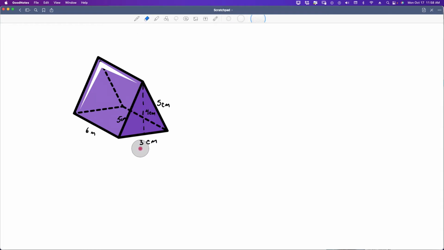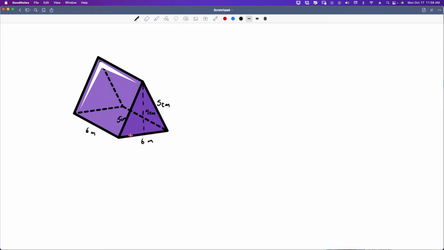Actually, I take that back. This is going to be 6 centimeters. All right, so we have a 6 centimeter base, a height of 4 centimeters, and a slope of 5 centimeters, and then that triangle is 6 centimeters long. Now this is an isosceles triangle because both of these are the same length, right? It really doesn't matter. What we have to do is figure out the net of this shape. So let's do that now.